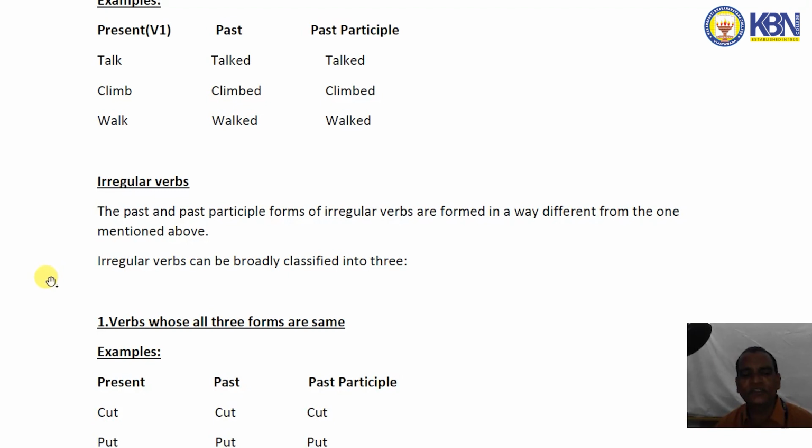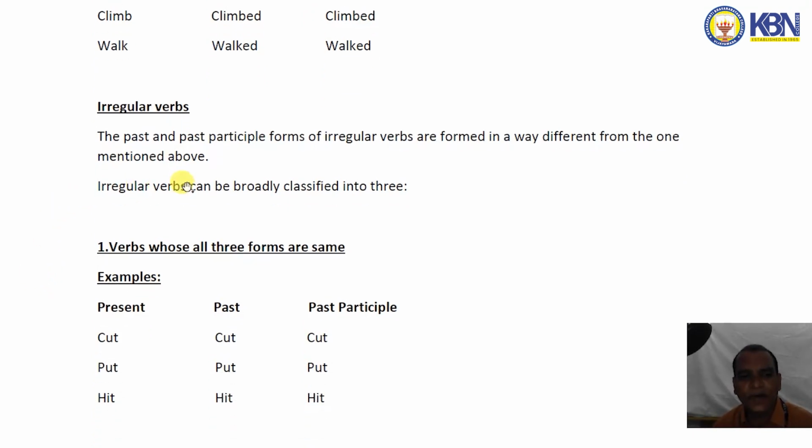Number 2, that is called irregular verbs. The past and participle forms of irregular verbs are formed in a way different from the one mentioned above. Irregular verbs can be broadly classified into 3.